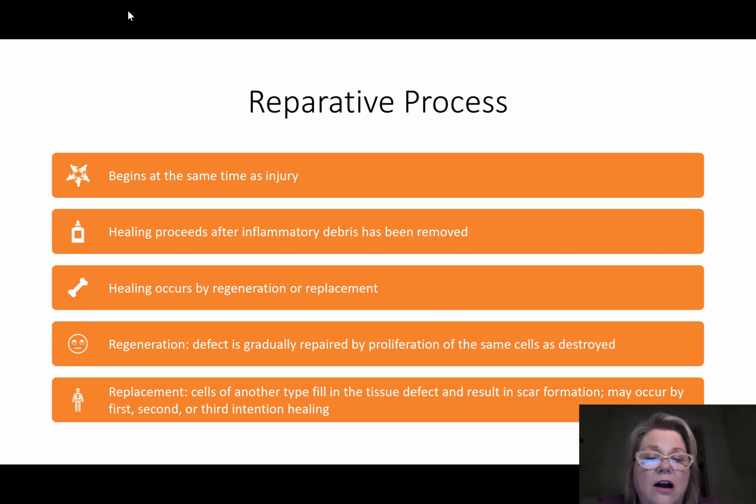And I'm sure that Miss Latham or somebody has gone over wound healing with you. Replacement cells of another type fill the tissue defect and result in a scar formation and may occur by first, second, or third intention healing. And if you don't get that this semester, you'll get it in second semester.